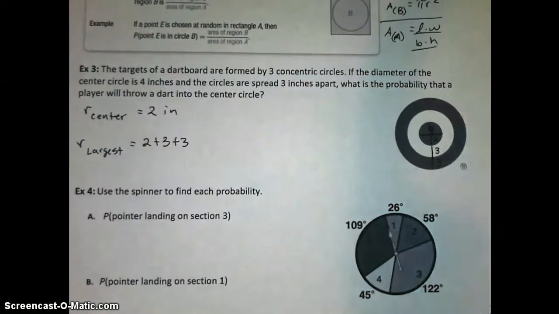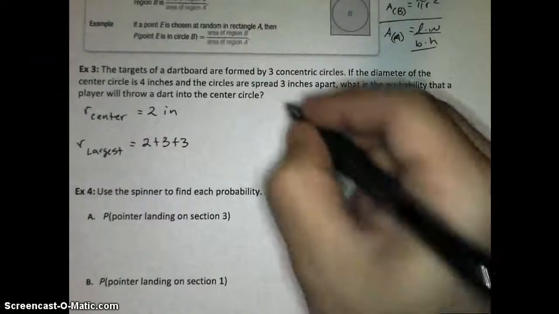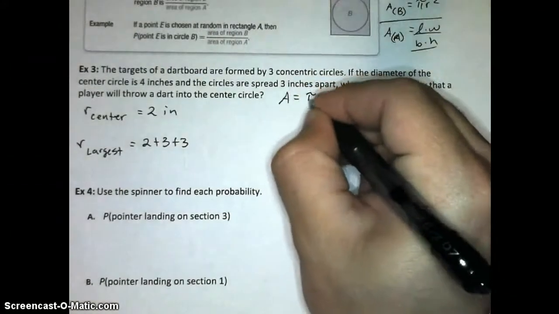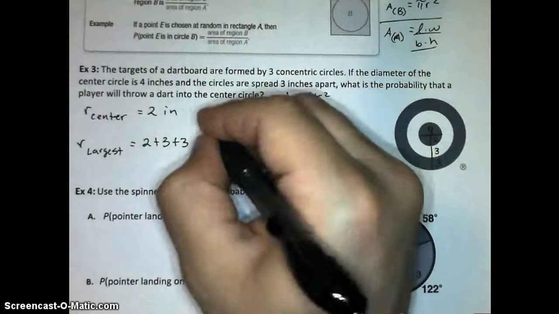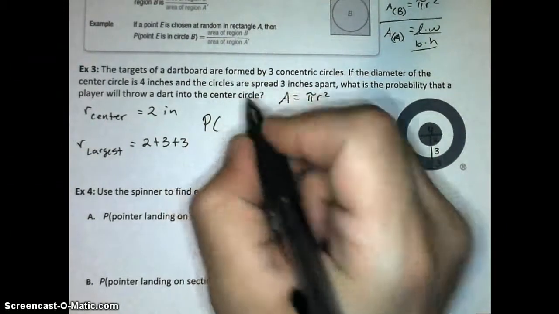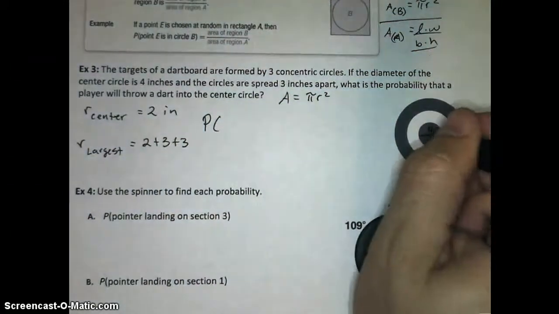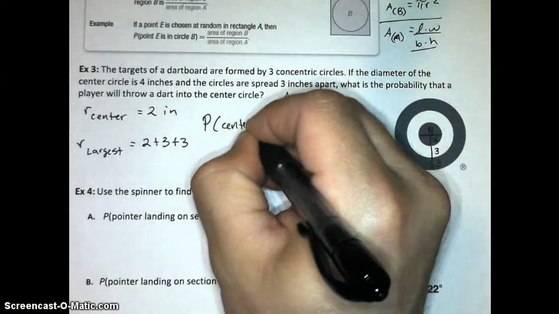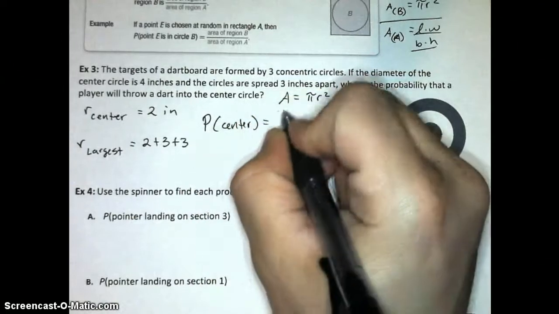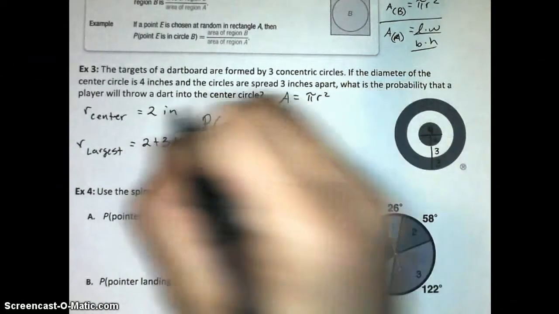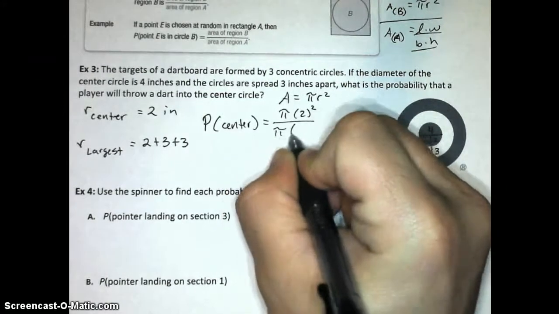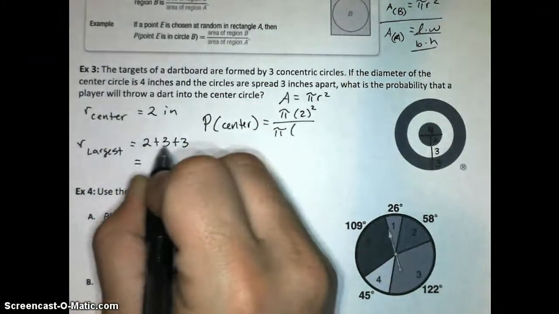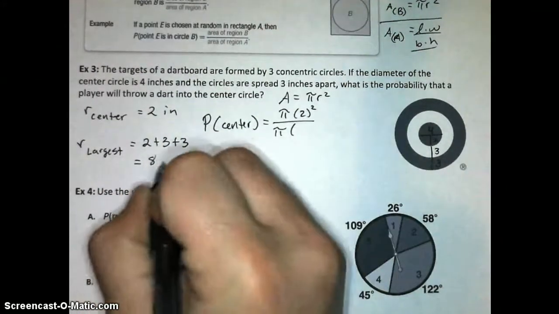And the reason we need that is because we're using the area formula for a circle. Area of a circle is pi r squared. So the probability of a dart being thrown in the center circle is pi times that smaller radius squared over pi times this larger radius squared. 2 plus 3 plus 3 is 8 inches.